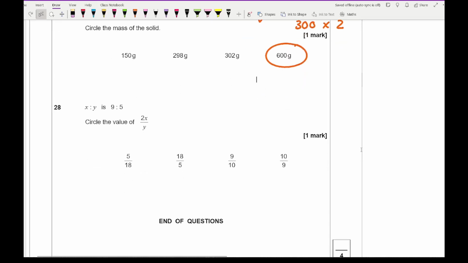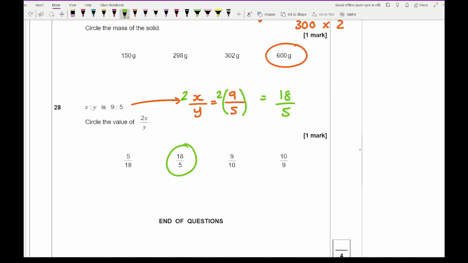Then for question 28, our last question, it says x to y is 3 to 5. Circle the value of 2x over y. So first of all, write this as a fraction, so we've got x over y equals 3 over 5. Then I've got to multiply this fraction by 2. So that then becomes 6 over 5, which is my second option, and then we are done.